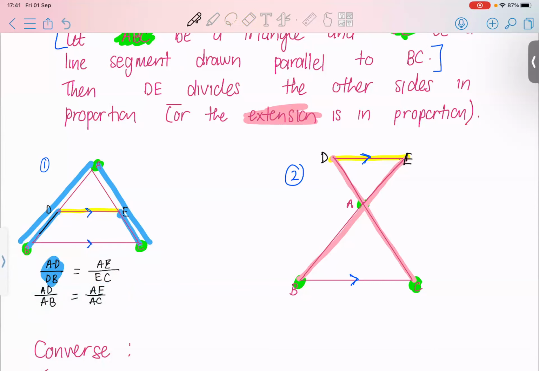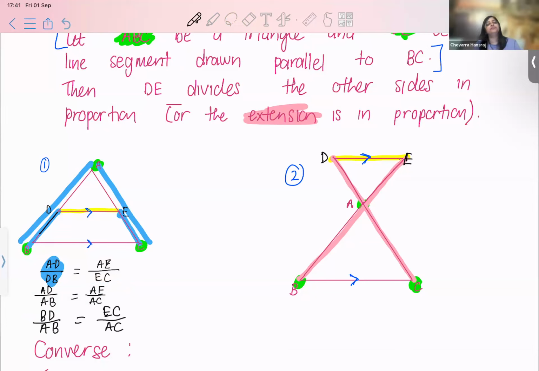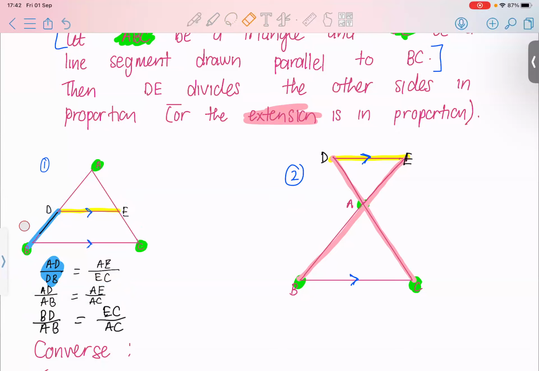So I hope everybody's following. Have you all caught on to what I've written down? There are three equivalent ratios that one could talk about if DE is drawn parallel to one side. So here I could write down BD over AB equals EC over AC. Okay, so that's what we've got. And obviously, correspondingly, for the second diagram, I could do the same thing.